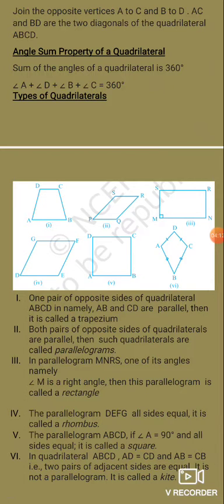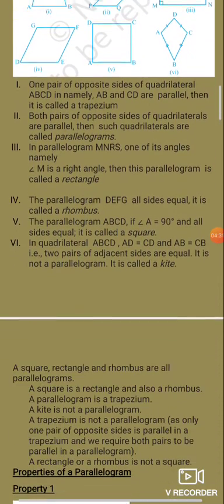Now the last figure. In quadrilateral ABCD, AD equals CD and AB equals CB. That is, 2 pairs of adjacent sides are equal. So it is not a parallelogram. So the name of it is what? A kite.